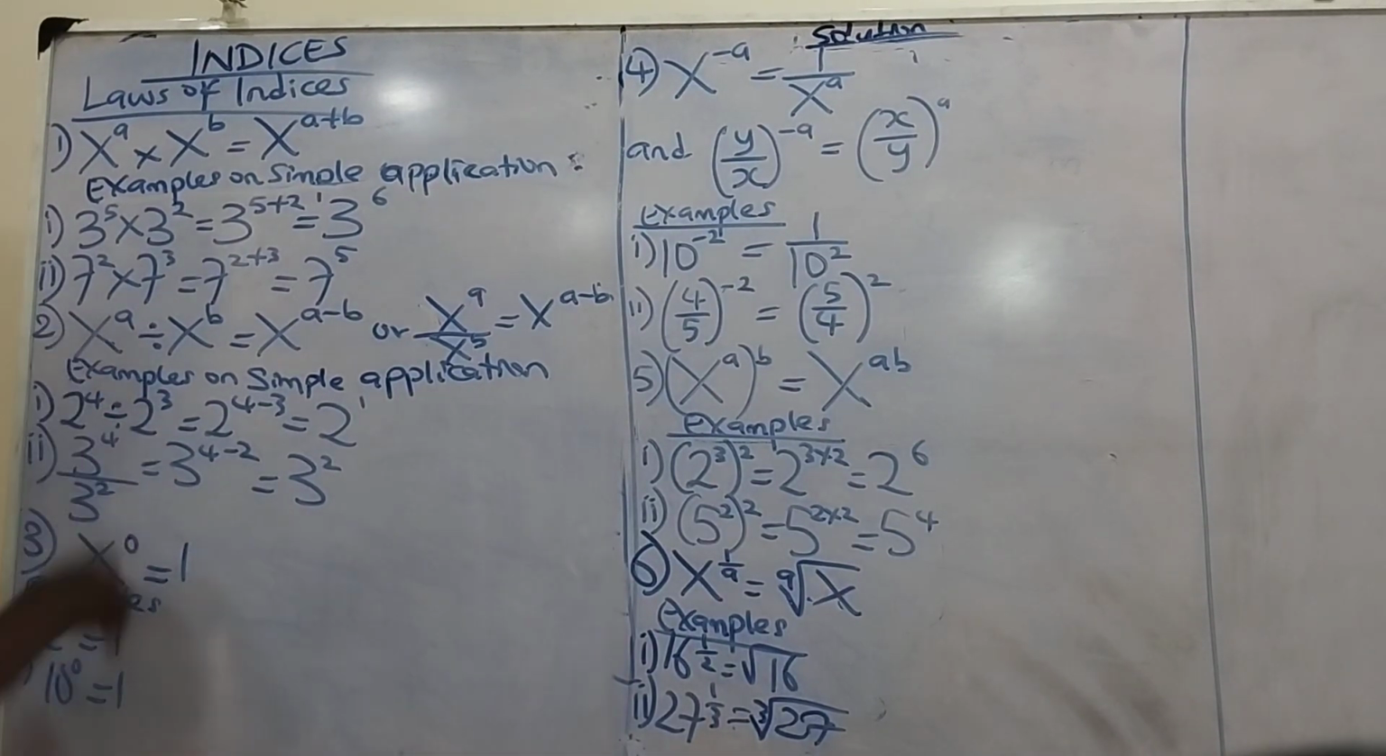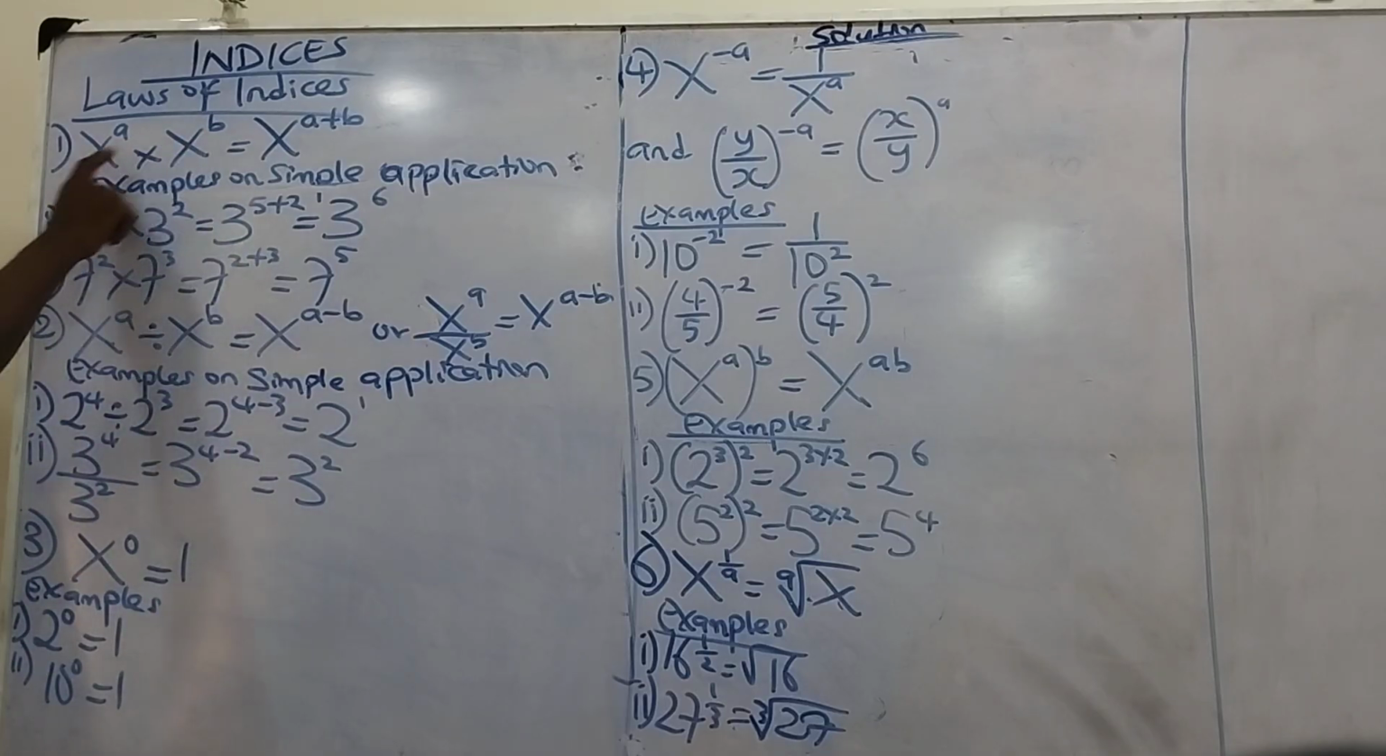Okay, hello everyone. We are going to be discussing indices. So we are going to be looking at some laws of indices here. Laws of indices. The first one is the multiplication law. You can see that we have what is called the base and the index. The base and the index.